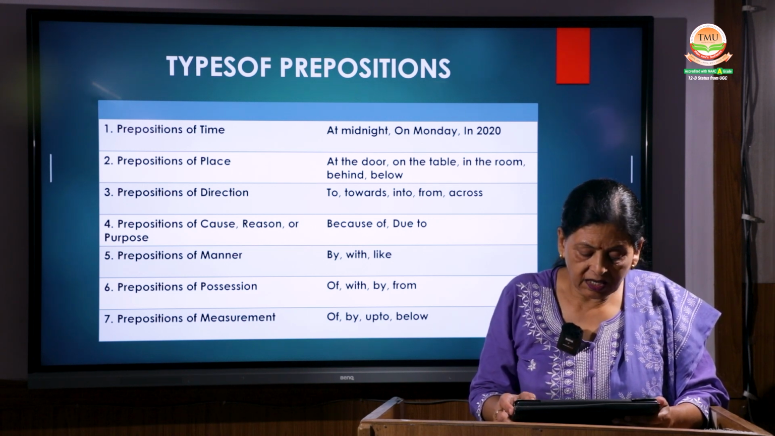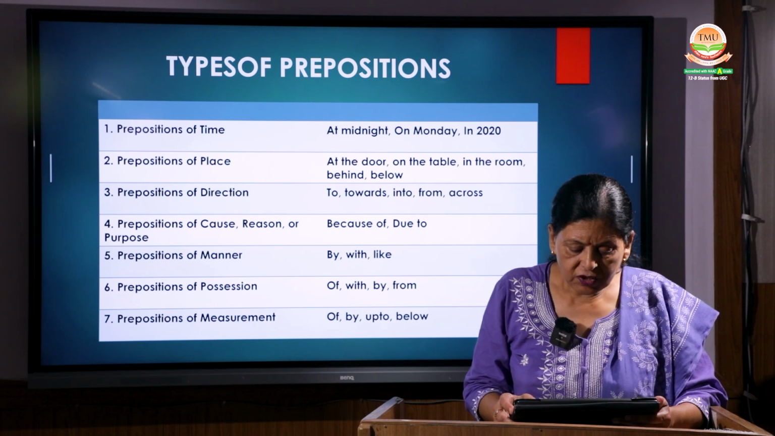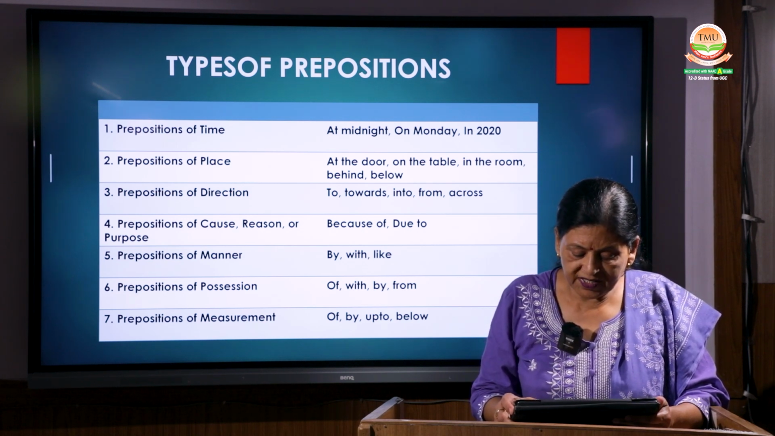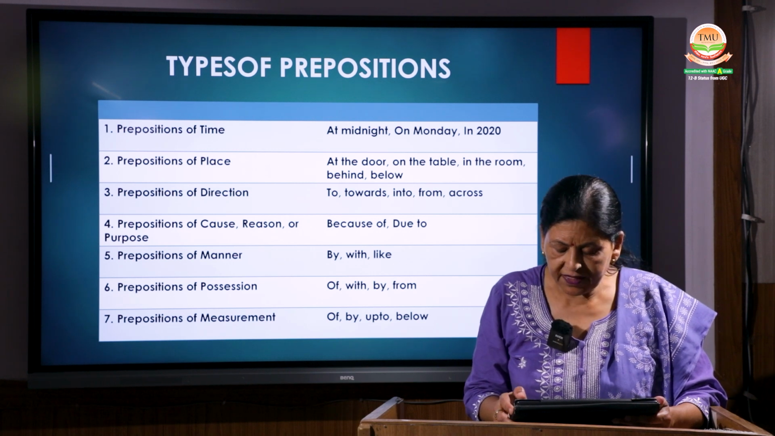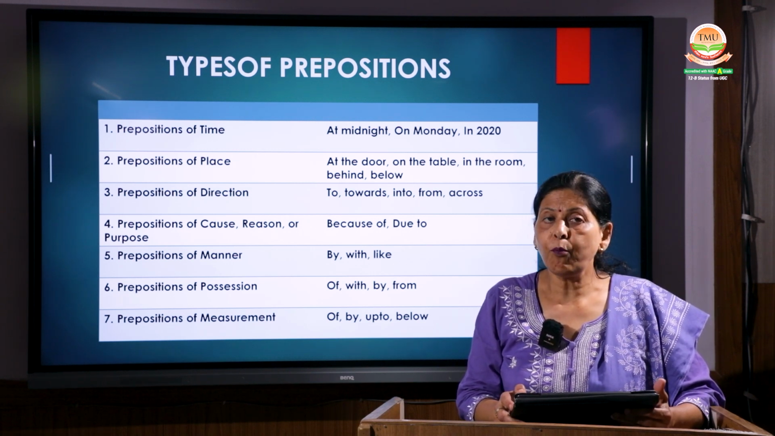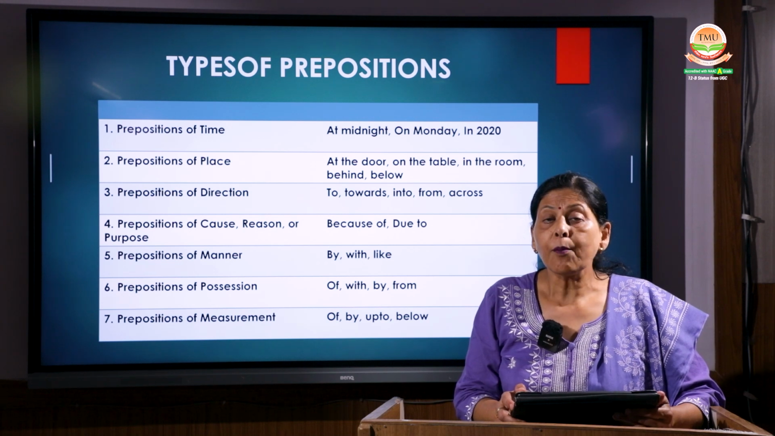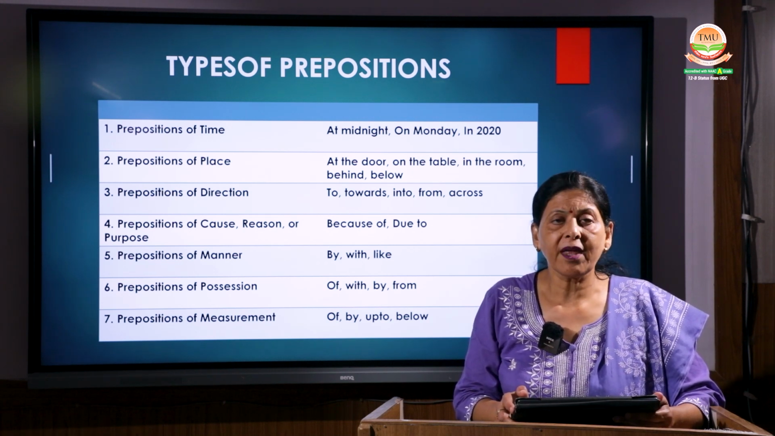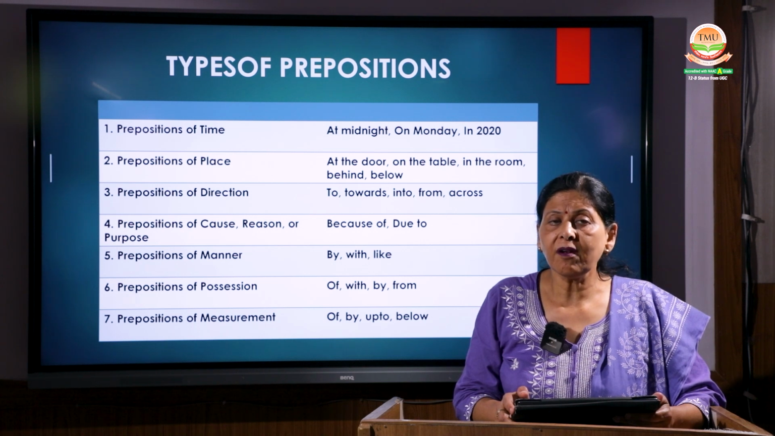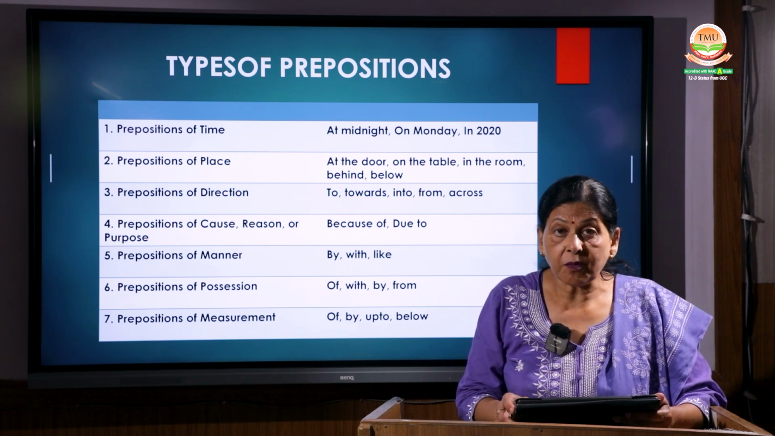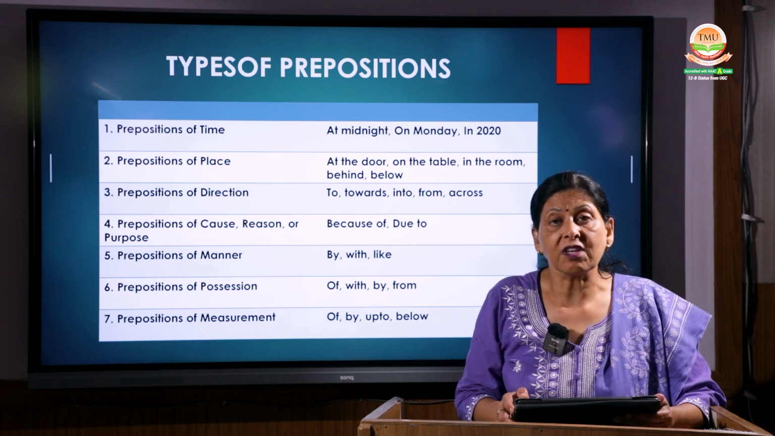Then the next category is preposition of possession. Possession again: of, with, by, from. I borrowed this pen from Satish. From where did I borrow that pen? From Satish. So that is, from shows the possession, means that pen belonged to Satish.